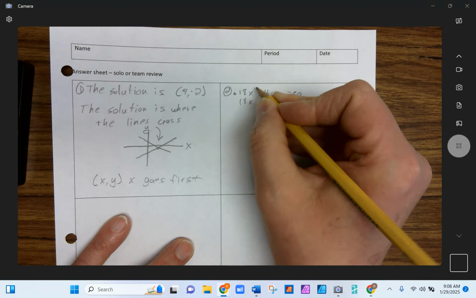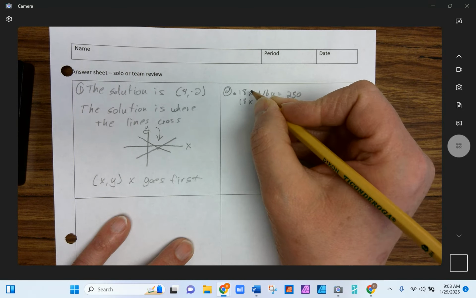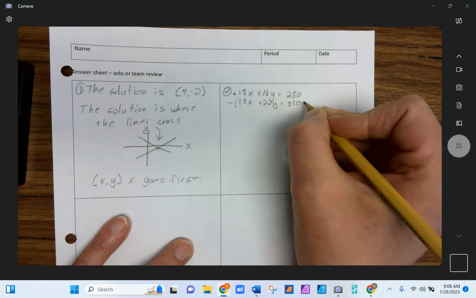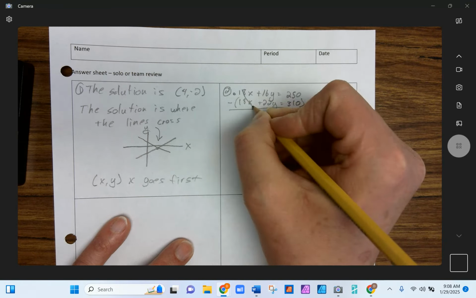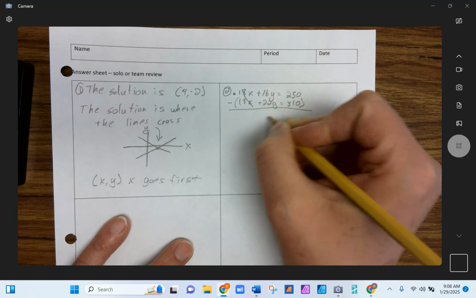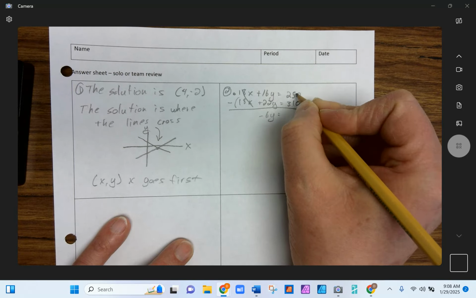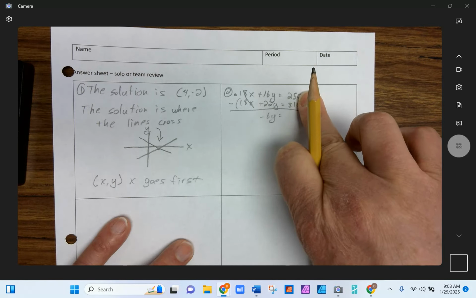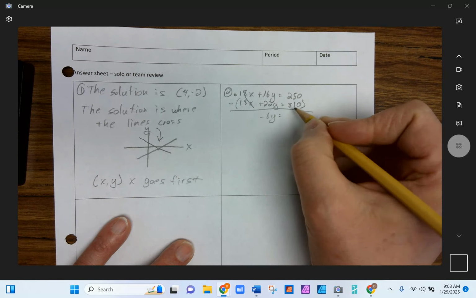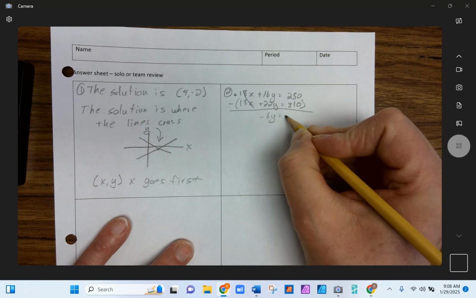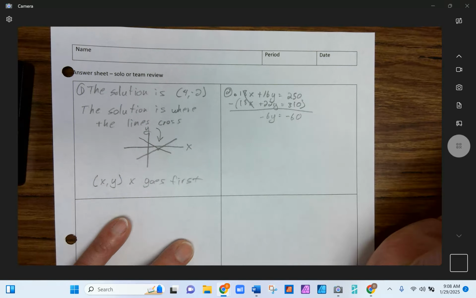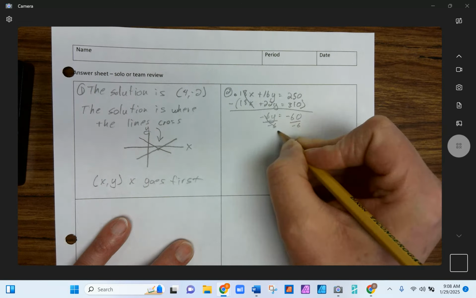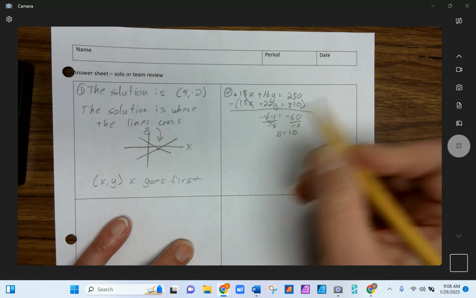Now, we want to eliminate the x's for this. The reason is because it's the same number, and since they're both positive, that means I'm going to subtract. That's going to cancel out. 16 minus 22 is -6. 250 minus 310. You can also think about it as 25 minus 31, and then you add a 0. So 25 minus 31 is -6, but since it's in the hundreds, it's -60. We'll divide by -6, and we end up with a y value of 10.